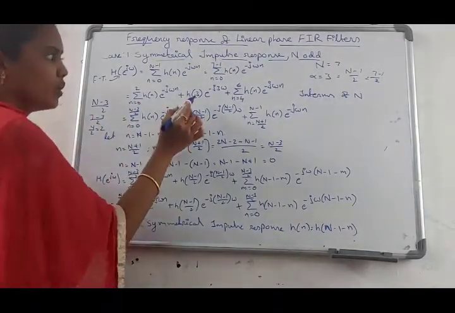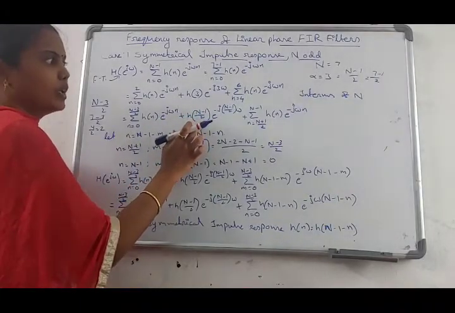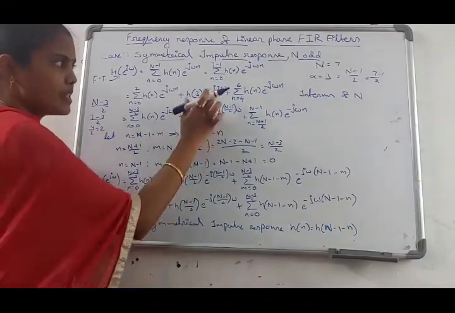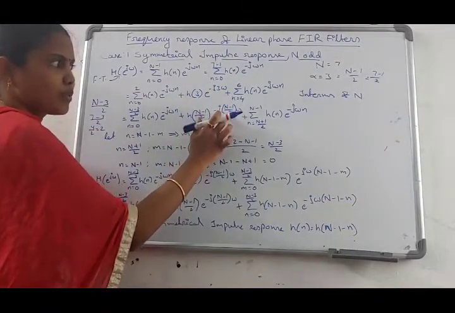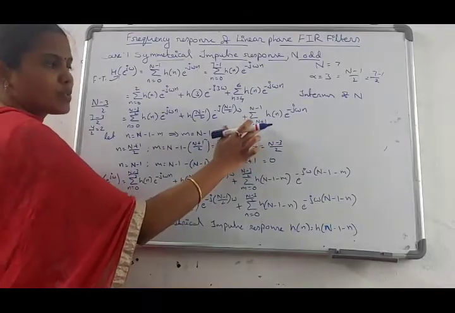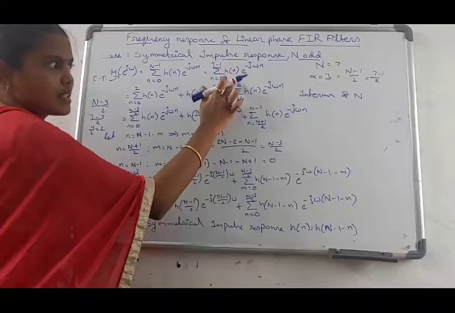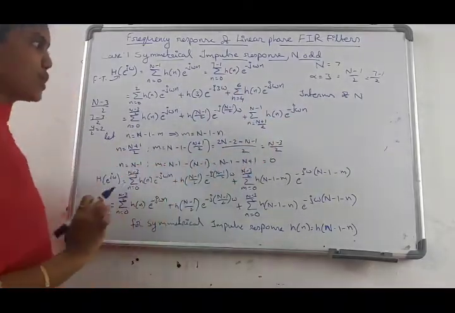Now 3. How to write 3 in terms of N? N minus 1 by 2, 6 by 2 is 3. The same 3 is N minus 1 by 2. Now 4 is N plus 1 by 2: 7 plus 1, 8 by 2 is 4. And 6 is N minus 1: 7 minus 1 is 6. So h of n e power minus j omega n.